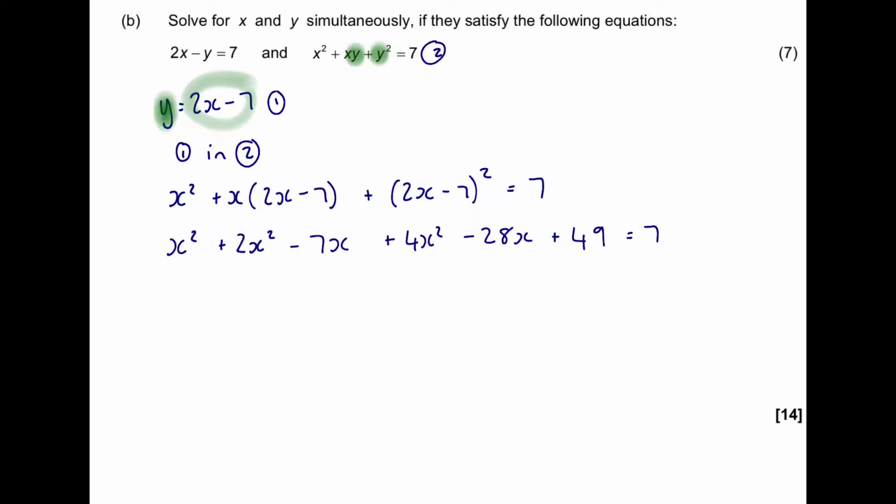Okay, so you can clearly see that it's still a quadratic equation, so we need to equate everything over the equal sign to 0 and also put it in standard form. So we start with the x squared terms. So x squared plus 2x squared is 3x squared, plus 4x squared is 7x squared.